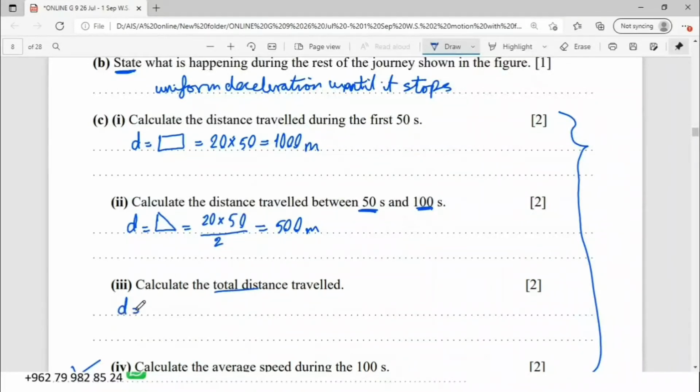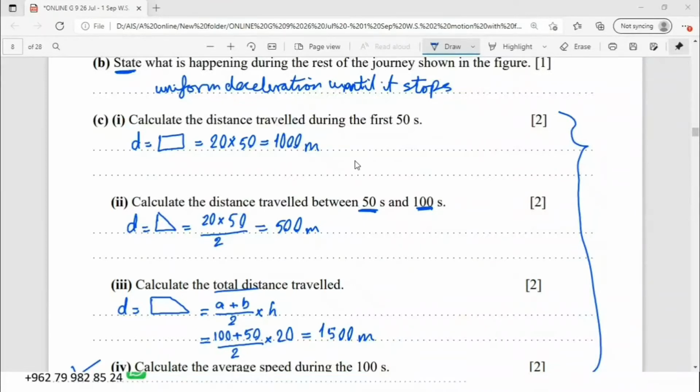Calculate the total distance, the whole thing. Distance equals the whole shape, this shape of trapezium. If I use the formula, A plus B divided by 2 multiplied by height, A, which is 100, plus B, which is 50, divided by 2, so it's 75, multiplied by the height, which is 20. So the whole answer is how much? This is the addition of 1000 plus 500, so it will be 1500 meters, as most of you told me.